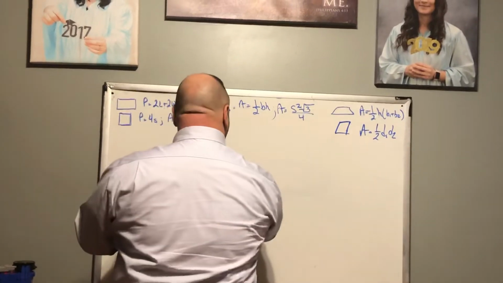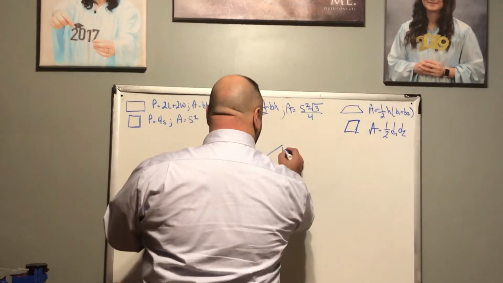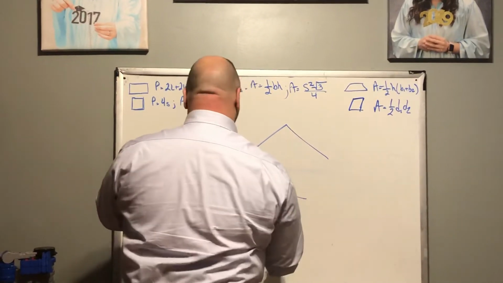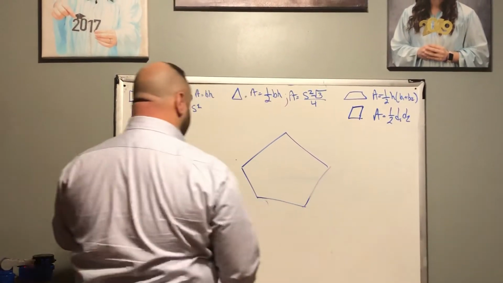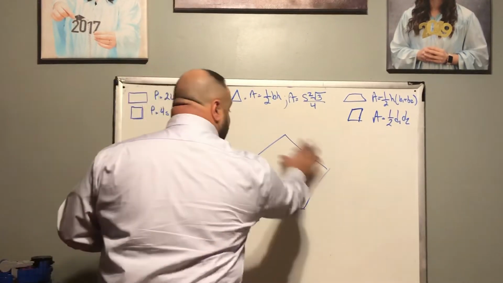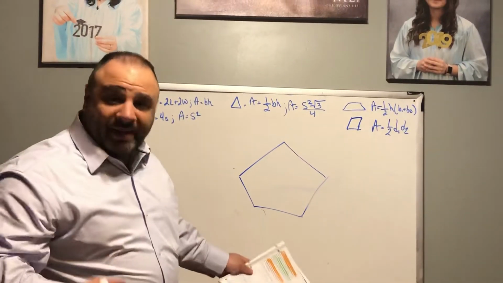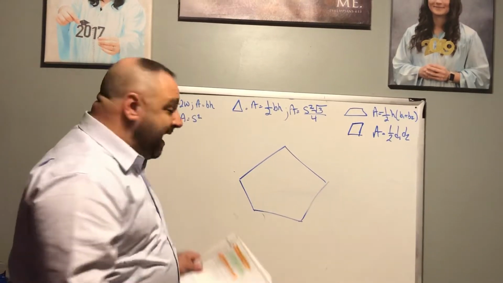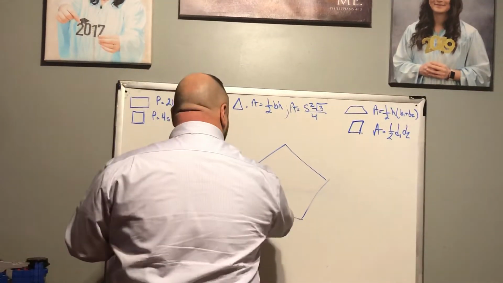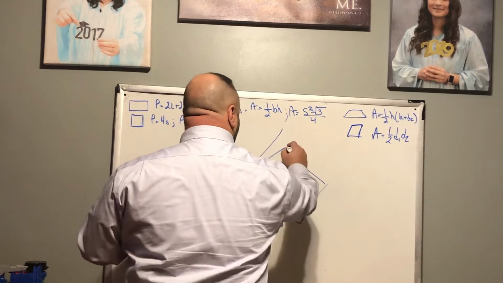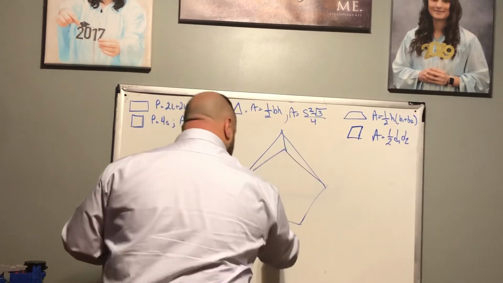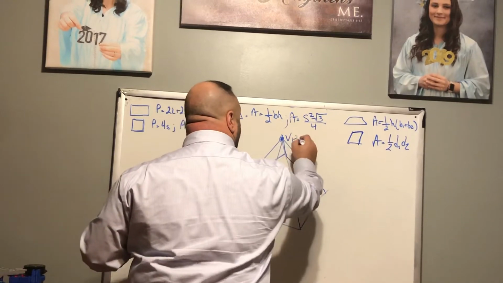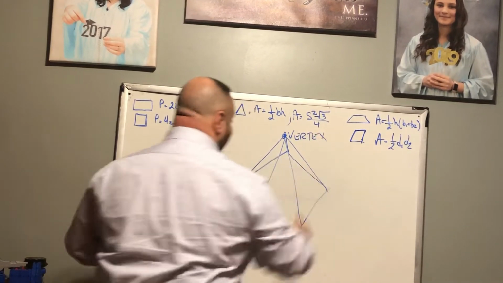So, all right, okay, let's see if I can draw this here. Okay, now, we see that's a polygonal base. So that's a pentagon. So 1, 2, 3, 4, 5. And then what we would do here is we would go up to a common point, which is called the vertex.